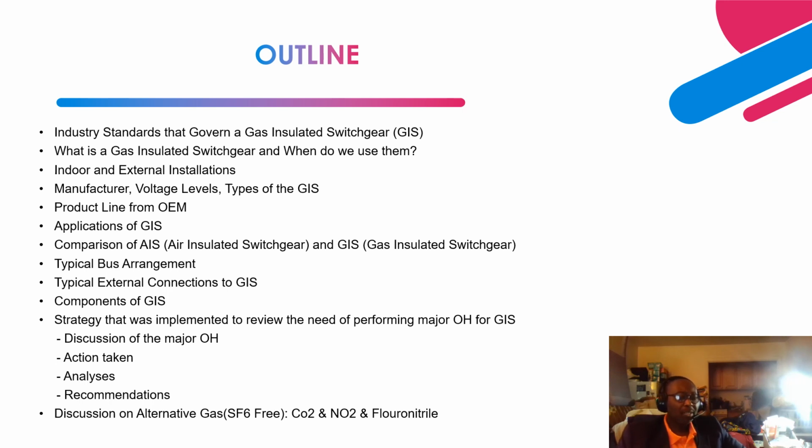Then we'll talk about the typical bus arrangements that we have. We have different bus arrangements: the single bus, the double bus with a double breaker, and a ring bus, and a breaker and a half arrangement for the gas insulated switchgears. Then we'll talk about the external connections to the gas insulated switchgears, and we have connection to an SF6 bus, and also typical connections to an air insulated substation.